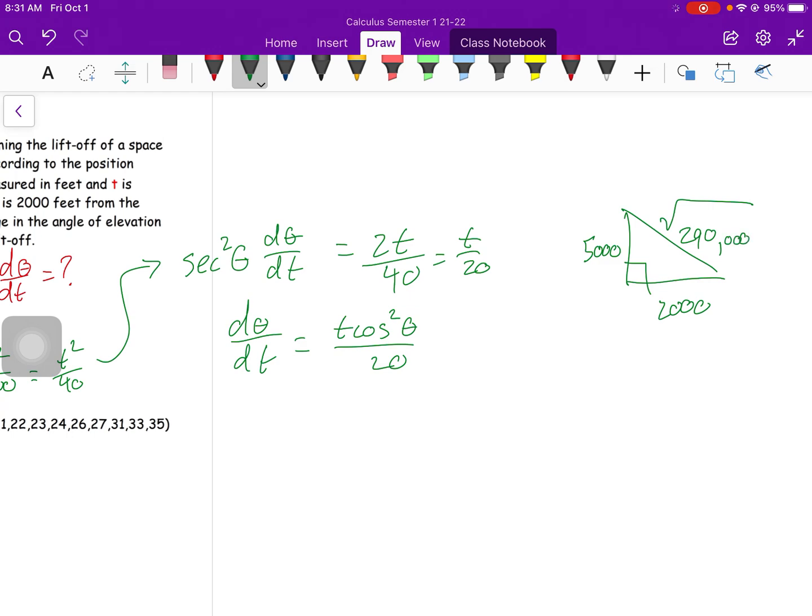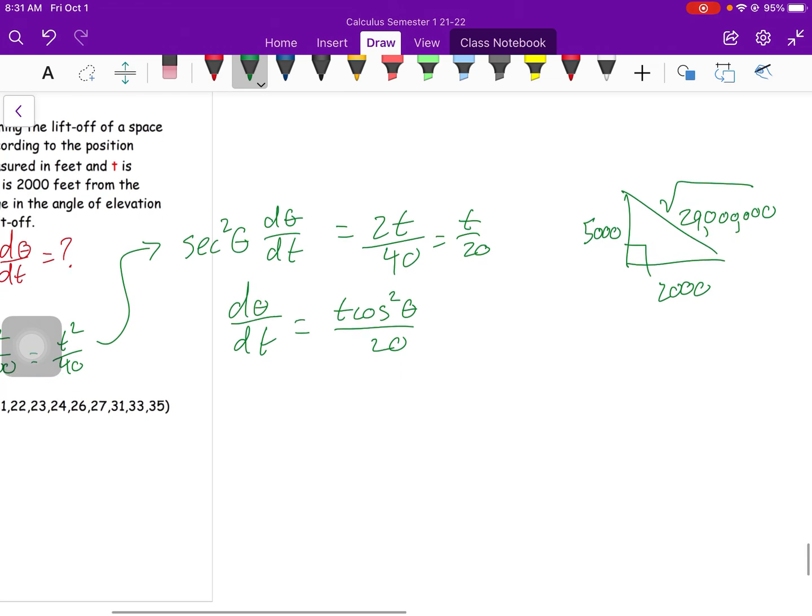I gotta make sure I count the right number of zeros here. 1, 2, 3, 4, 5, 6 zeros. Oops, terrible comma placement. That's why I hate commas. So I have 1, 2, 3, 4, 5, 6 zeros, square root of 29 million. So cosine of this angle at that point is going to be 2,000 over that massive square root of 29 million.